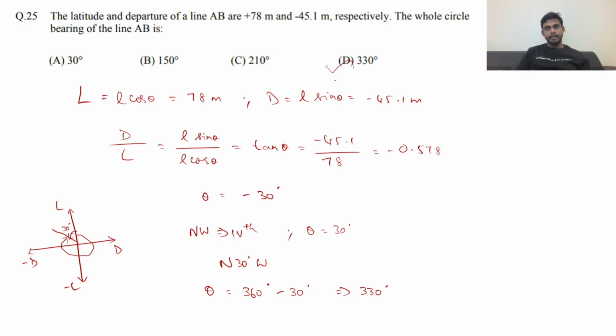Option A has 30 degree, but it is not the right answer. It is wrong. We have to look at the signs of latitude and departure. Suppose the departure also lies on the positive axis, that is on the east side, the answer will be theta is equal to 30 degree. It will be the right answer. But the departure lies on the negative side, that is on the west side. So we have to calculate whole circle bearing separately. So the answer for this is 330 degree.